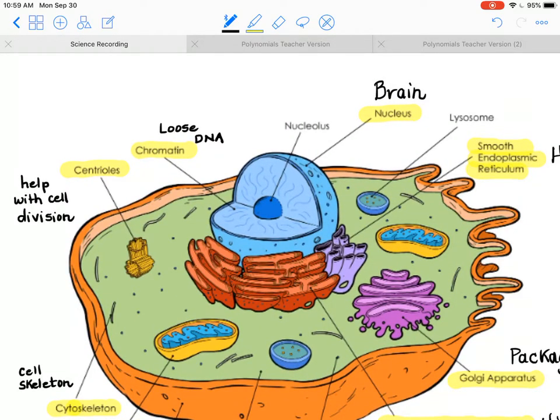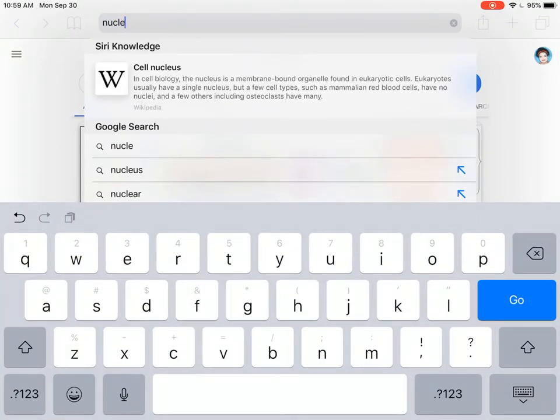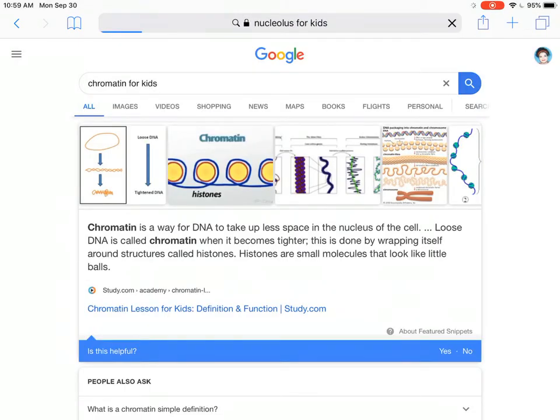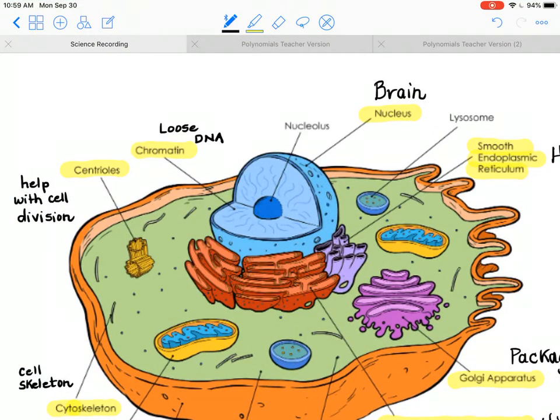Okay, so let's look at nucleolus one more time and then I'll give this a rest. So nucleolus for kids. And that's going to give me something much easier to read. The main function of the nucleolus is to make the small parts or subunits which make up ribosomes, which are the construction workers of the cell. The nucleolus makes the subunits from ribosomal RNA and proteins. So, all I'm going to take away from that is that it makes ribosomes.